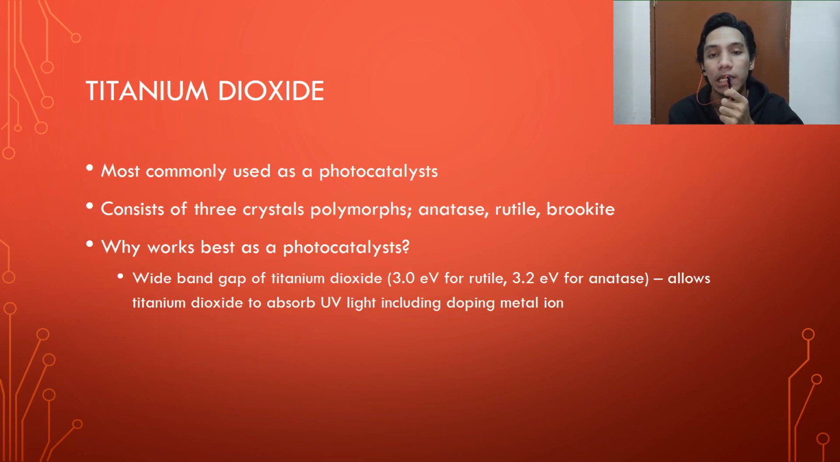Okay, now I will explain about titanium dioxide. Titanium dioxide is most commonly used as a photocatalyst. Titanium dioxide consists of three crystal polymorphs: anatase, rutile, and brookite. Why is titanium dioxide the best as a photocatalyst? This is because it has a wide band gap, 3.0 electron volts for rutile and 3.2 electron volts for anatase. This wide band gap allows titanium dioxide to absorb UV light, including doping metal ions.